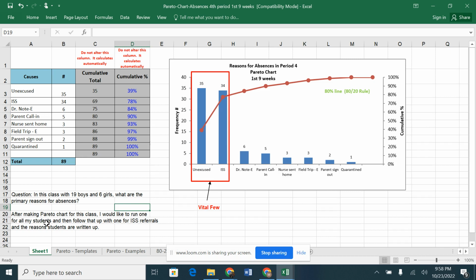So I did a little bit of reflecting. After making the Pareto chart for this class, I would like to run one for all my students and see how this would line out with all 5 of my classes, as well as follow up with one for ISS referrals or discipline referrals and the reasons that students are written up.